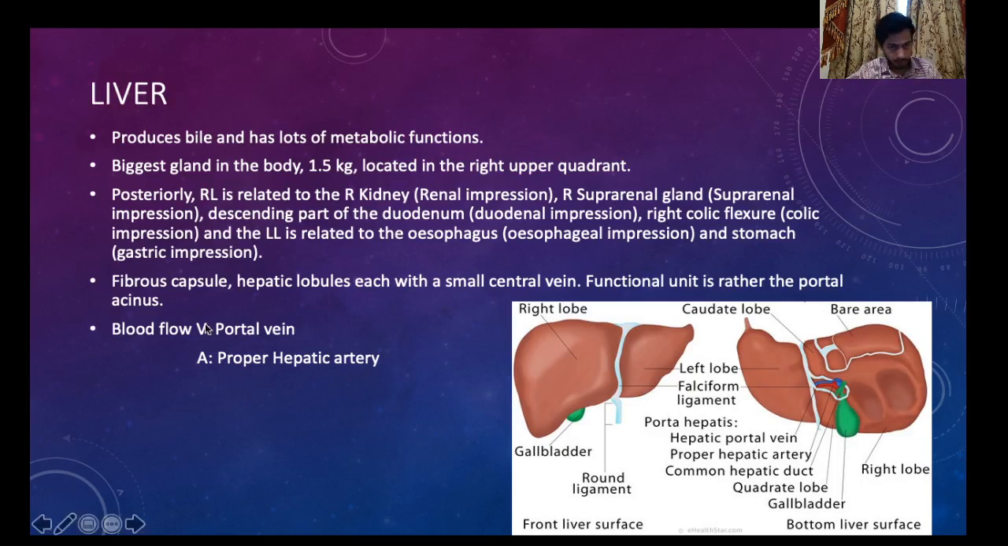So blood flow is venous-wise from the portal vein. The portal vein is a connection of... let's see who's paying attention, who's been learning. So the portal vein comes from which veins? If you guys just type up in the comment section, just so I know what you think about this.